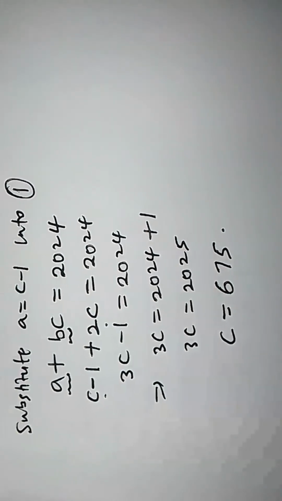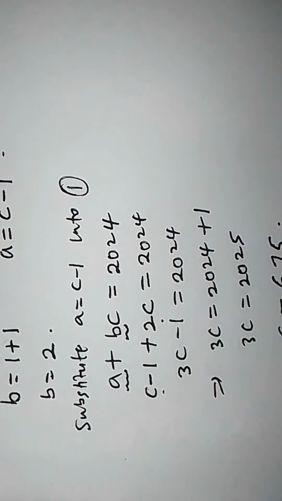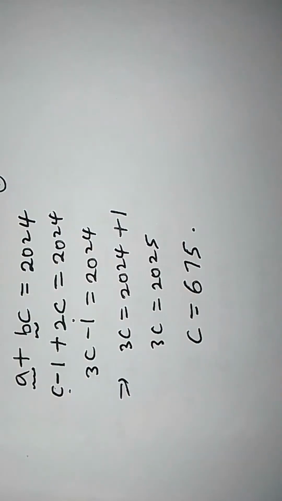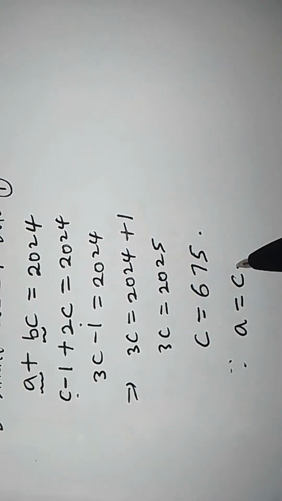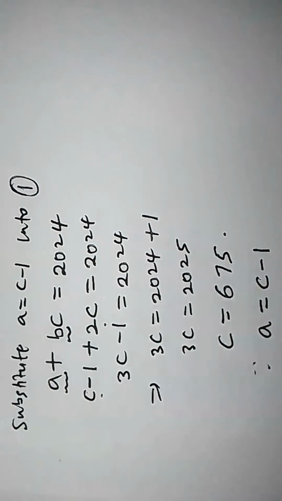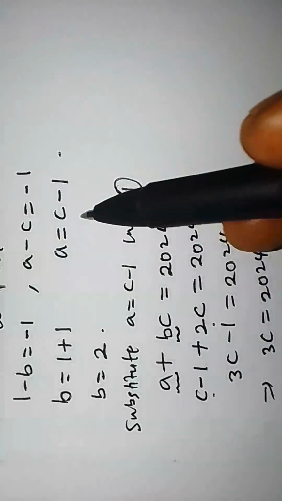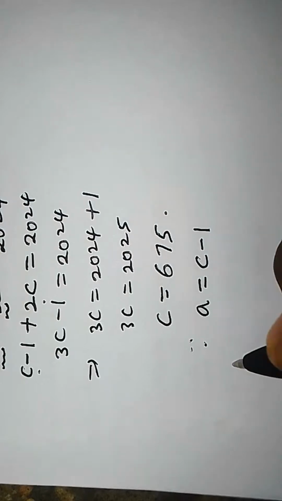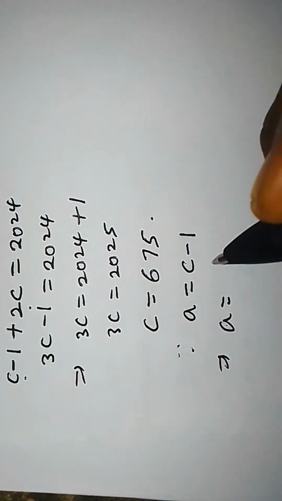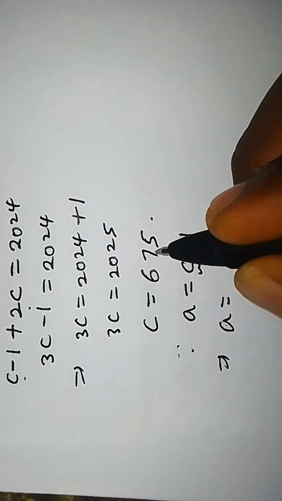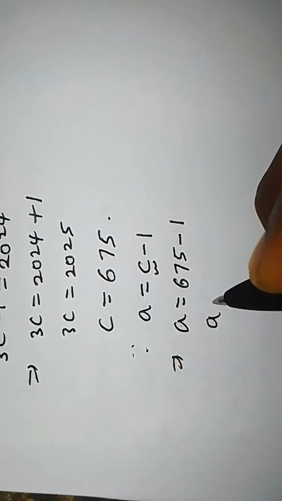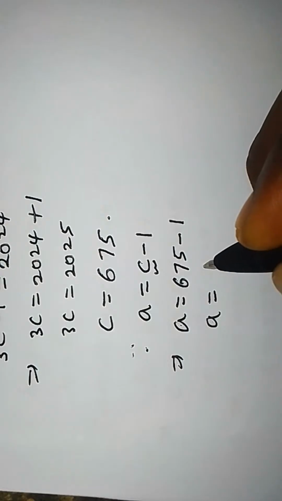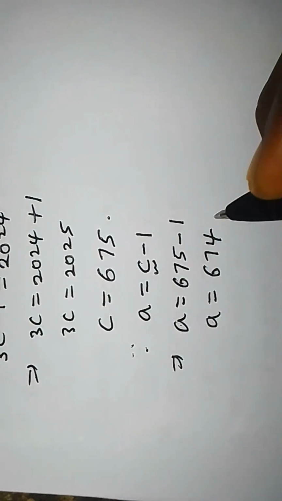What is left now is to find the value of a, since we already have the value for b and c. So let us find the value of a. Since a is equal to c minus 1, from this line, a equals c minus 1. This means that a equals, now in place of this c, we write 675 minus 1, that is 674. This is the value of a.